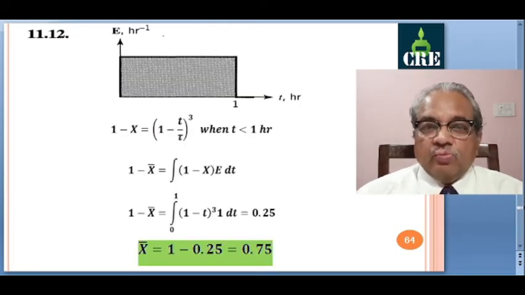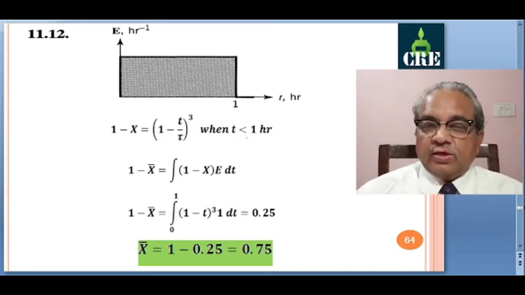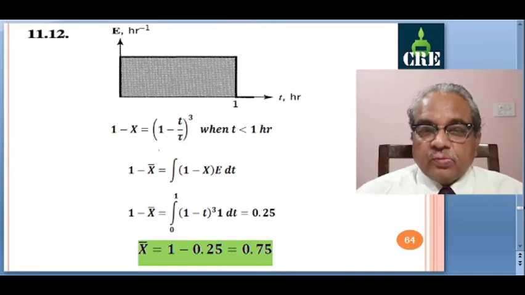First problem 11.2. E curve, this is 1 hour. Area under the curve is 1. So this value will also be 1 hour inverse. 1 minus x is 1 minus t by tau whole cube. This is known when t is less than 1 hour. For t greater than 1, Xa will be 1.